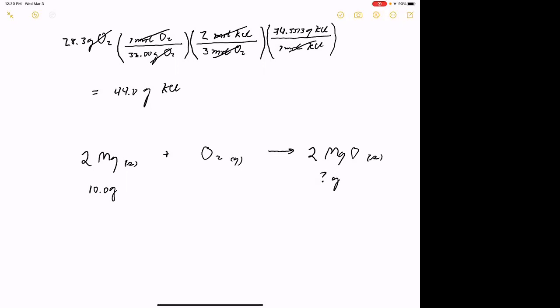I can still establish a mole bridge, right? Just like I did before. I could convert my 10 grams of magnesium over to moles of magnesium and then use my mole bridge between the two to get to moles of magnesium oxide. Notice it's a 2-for-2 ratio there. And then once I have the moles of magnesium oxide, I could easily take that over to grams of magnesium oxide. But what have I not considered here?